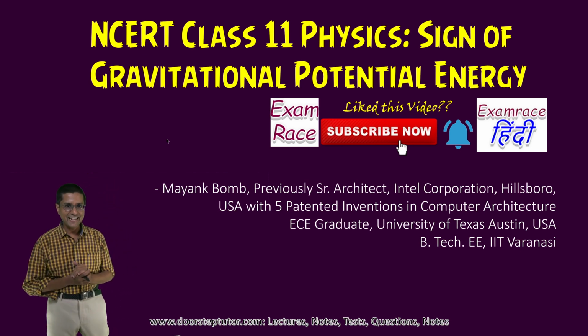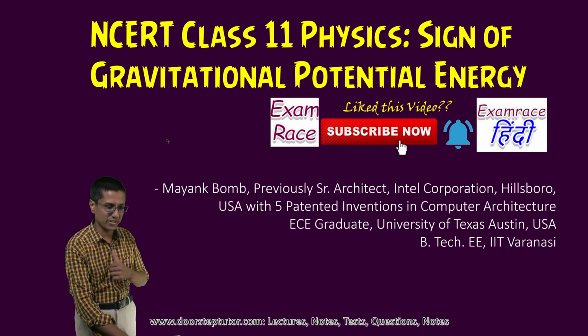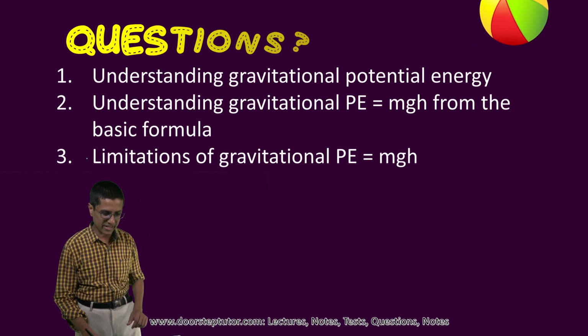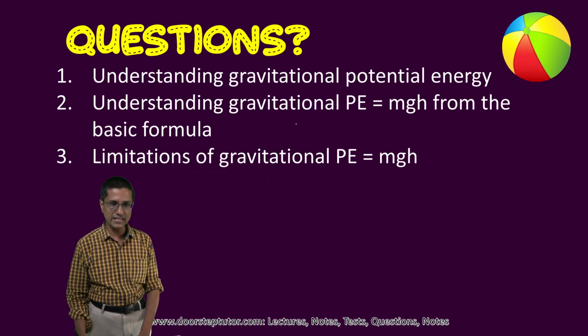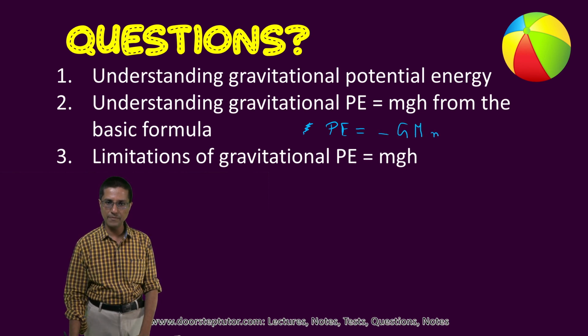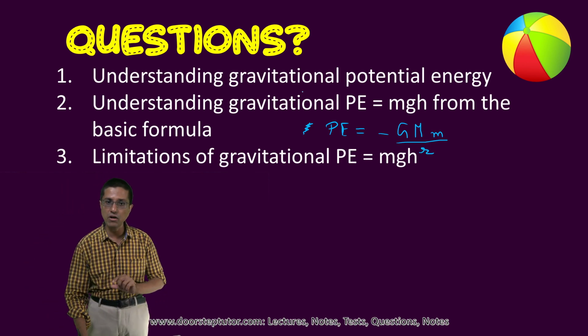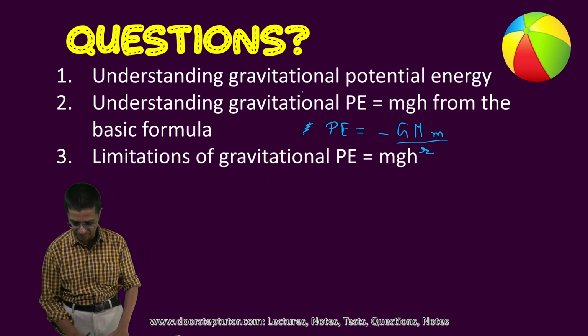Now that we understand what gravitational potential energy is and we have derived the general formula for it, we now understand what that formula is. In this class, we will try to reconcile the two equations that we have for gravitational potential energy. So we know that potential energy is equal to minus G capital M small m upon R. So this is the universal formula. This is the most powerful formula. This is correct in all circumstances. This is the one formula that we have.